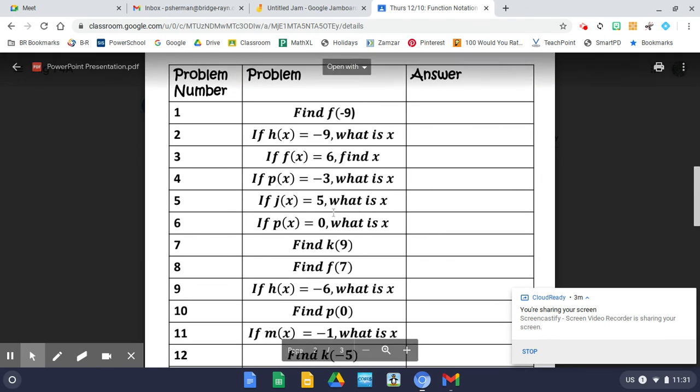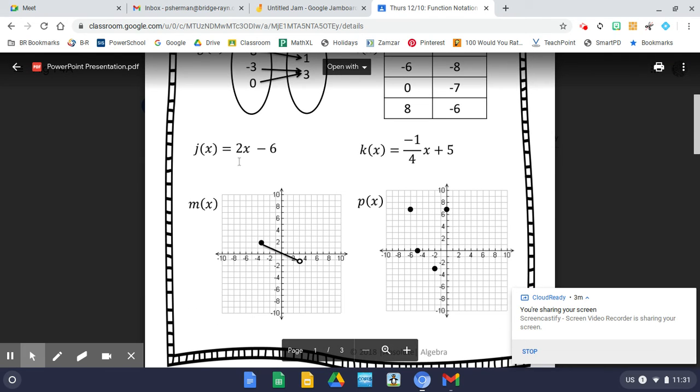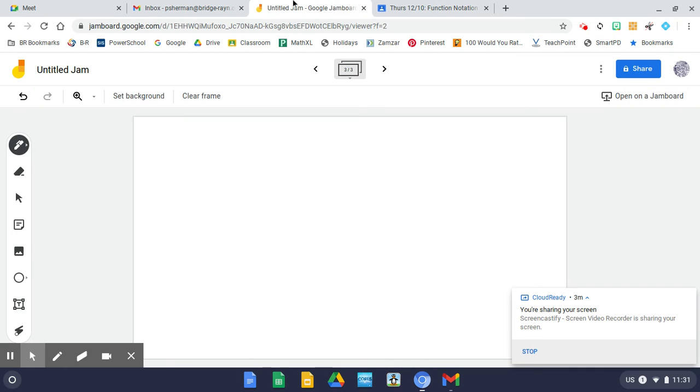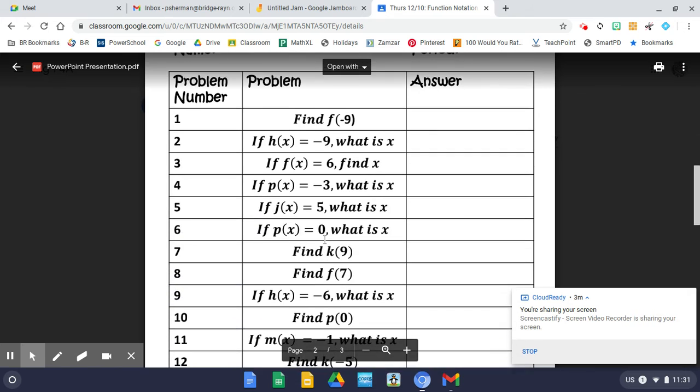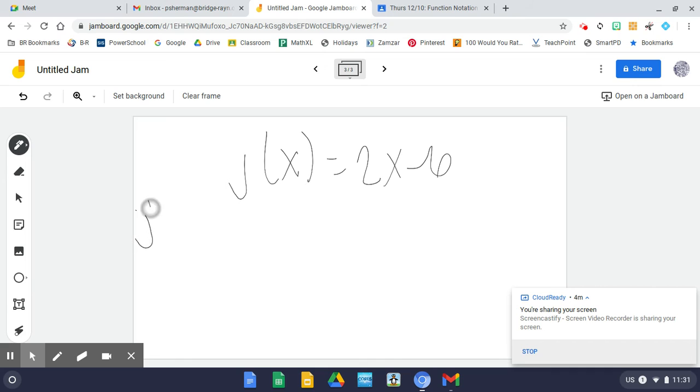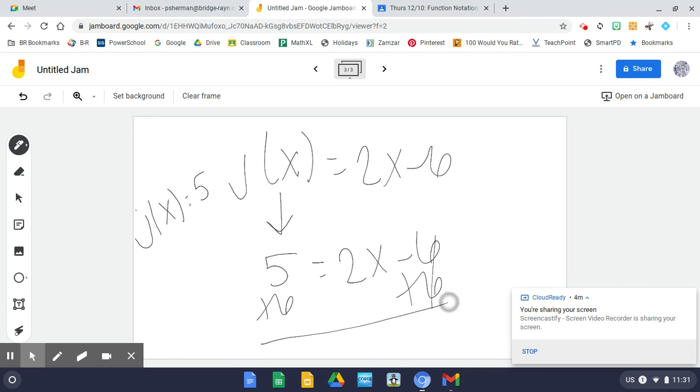So j of x, oh, these are the ones we like. These are the ones like we were doing in class. The other ones are just really trying to read. So j of x equals 2x minus 6. If j of x equals 5, what is x? So j of x is 5. That means if I look at it, this is 5. And then you would just solve it like a good old-fashioned equation. 11 equals 2x. So x is going to equal 11 over 2. So that would be that.